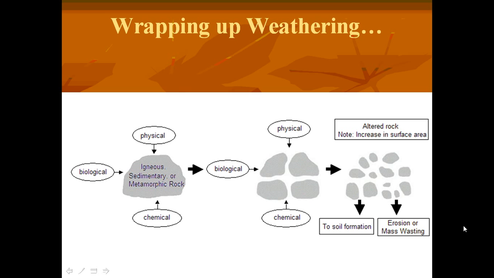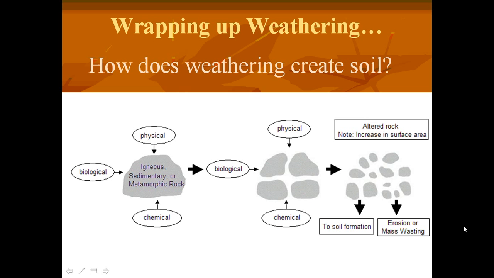Okay, to wrap up this lesson, this is what you need to think about. How does weathering create soil? Looking at the diagram, this is an easy way to sum up everything we just talked about. If you look to the left, we have our three rocks, igneous, sedimentary, or metamorphic, that make up our crust. These rocks can be weathered physically, chemically, or biologically.